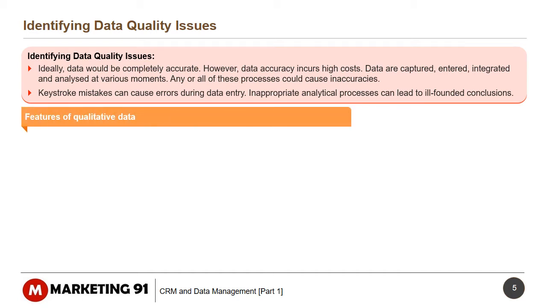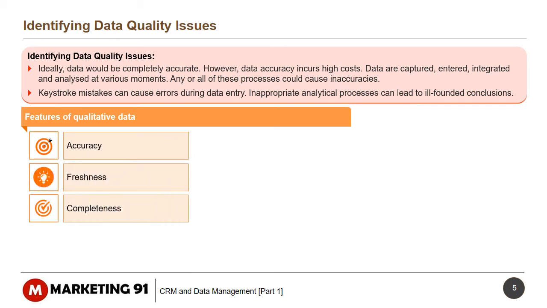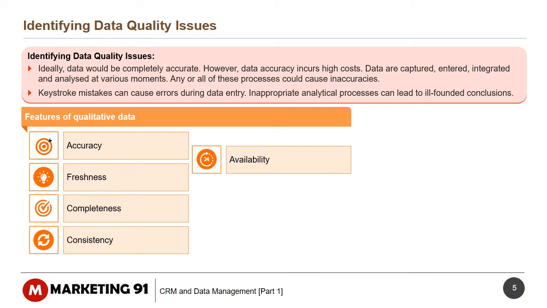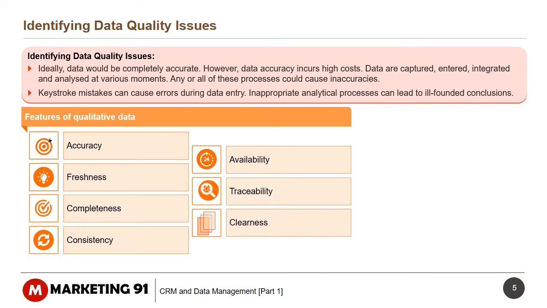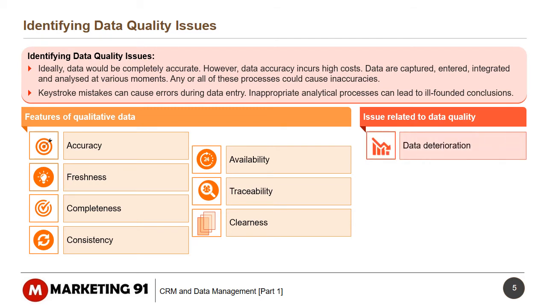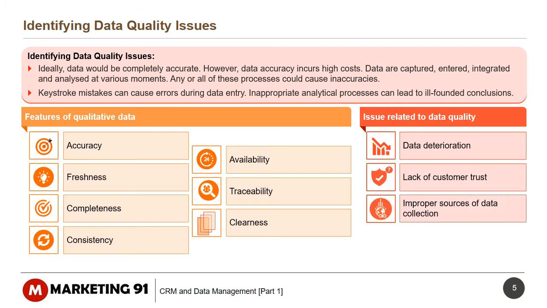Features of qualitative data: accuracy, freshness, completeness, consistency, availability, traceability, clearness. Issues related to data quality: data deterioration, lack of customer trust, and improper sources of data collection.